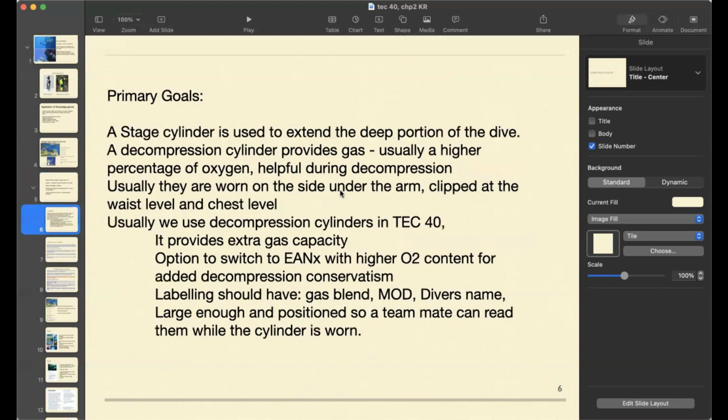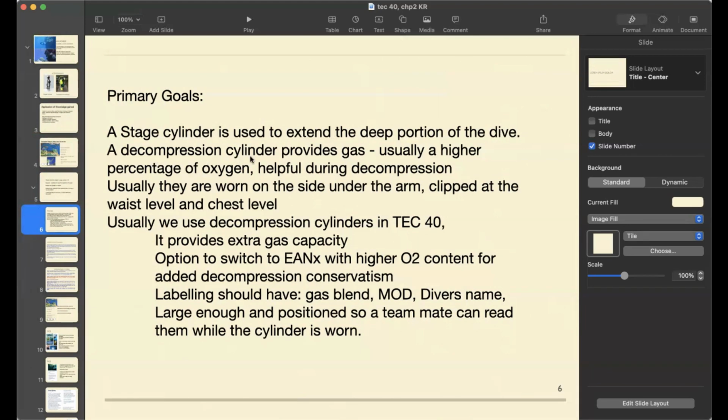Okay. The primary goal is the stage cylinder. What is the definition actually? It's used to extend the deep portion of the dive. It can be normal air, it can be trimix, depending upon the calculations of your dive plan. Maybe it's not enough with 2 tanks on the back side, so we take one more extra cylinder to extend the depth portion of the dive.